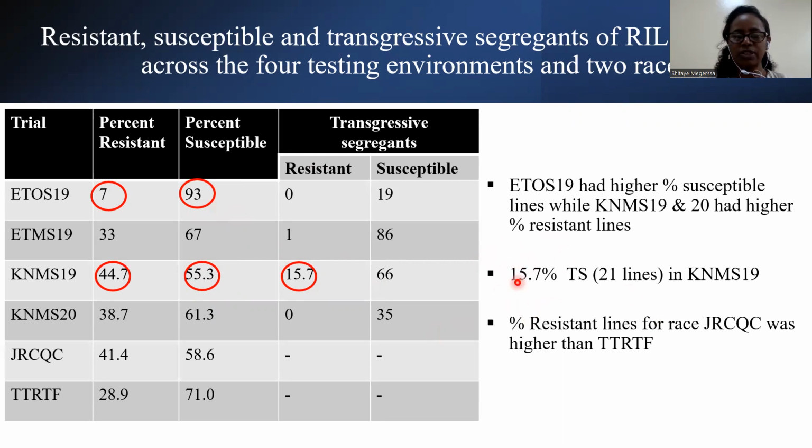We found about 16% transgressive segregants in this population in Kenya main season 19, and it's a good source of resistance. We have to see if this resistance is at the seedling stage or the adult stage. The percentage of resistant lines for race GRCQZ was a little bit higher than for race TTRTF, indicating that TTRTF is more virulent than GRCQZ, which was a recent race and caused epidemics in Italy.